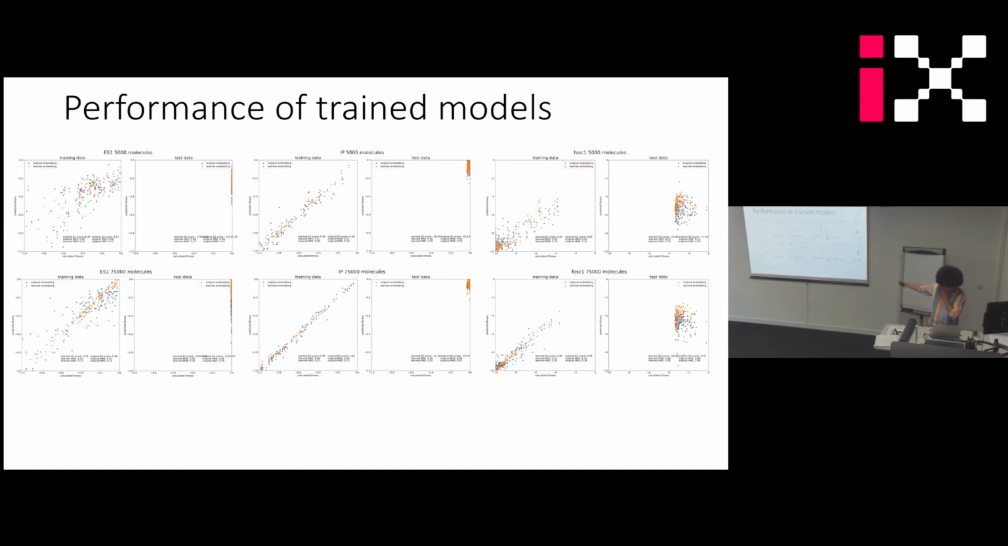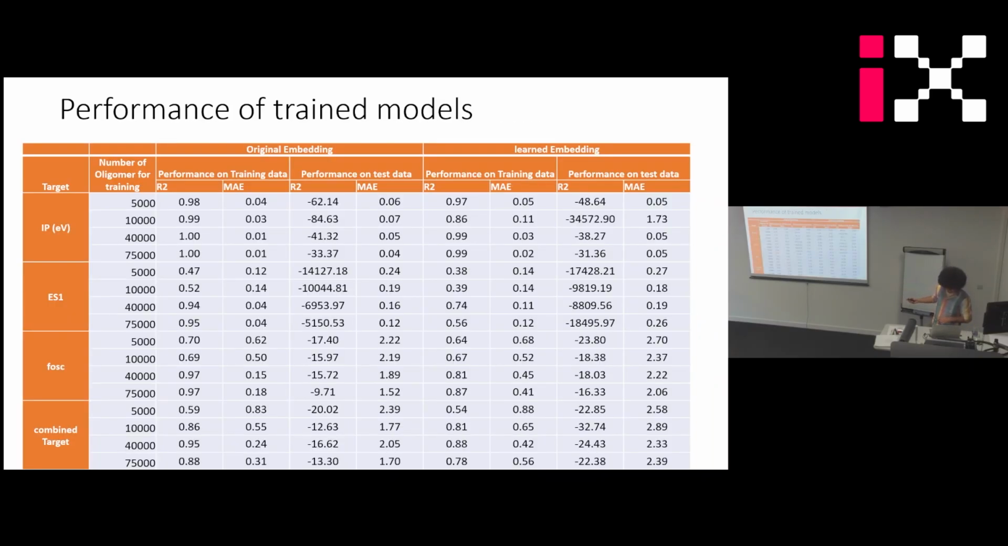This is just how the model training works and how it changes with the number of molecules, but I'm not going to go into that because there's not much time. Am I allowed to go over time? Okay.